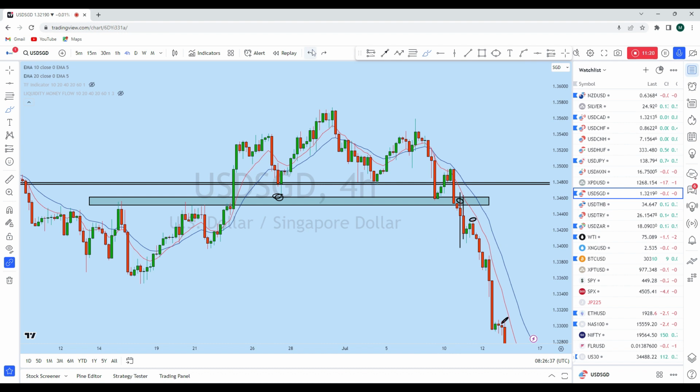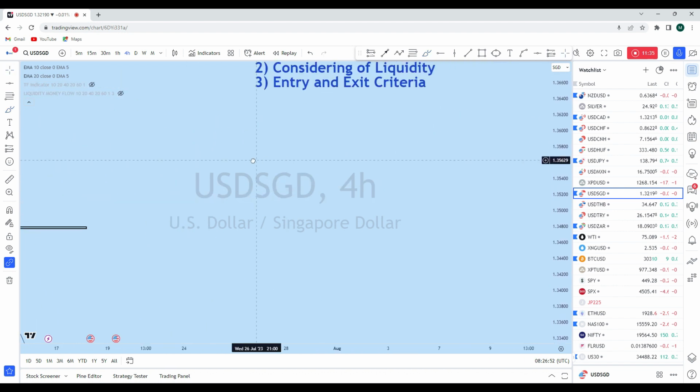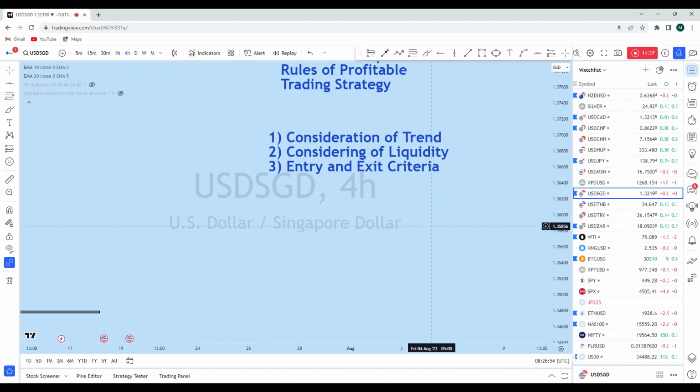Now, this is just one example. There could be many other examples in combination with indicators, in combination with price action, market structure, and liquidity. So this could be an entry criterion, and there are many other ways we can also set exit criteria.